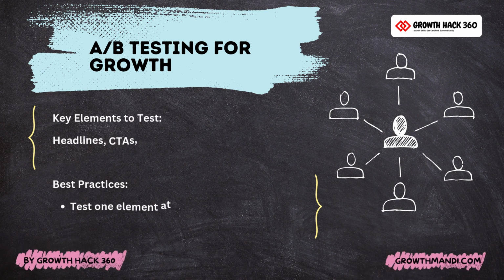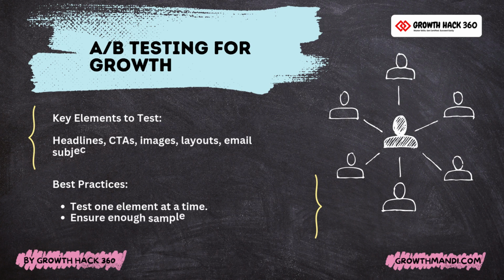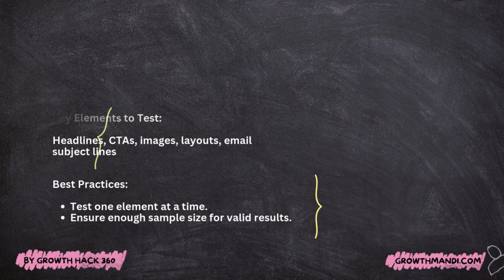Tools like Optimizely and Google Optimize make it easy to set up and measure experiments. To get the most out of A/B testing, remember to test one element at a time and ensure you have enough data to draw meaningful conclusions. This will help you make data-driven decisions that truly impact growth.